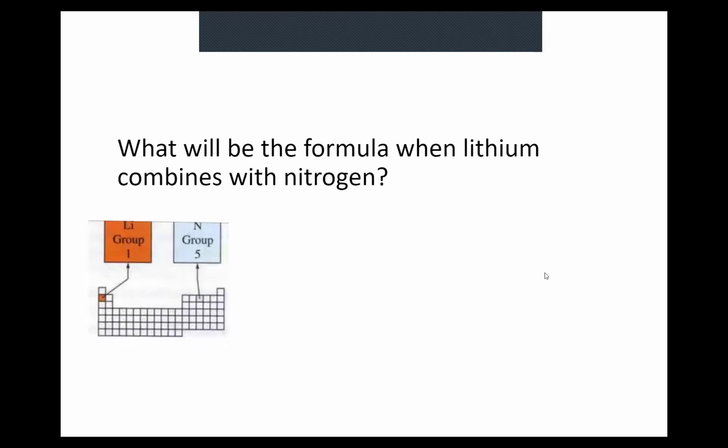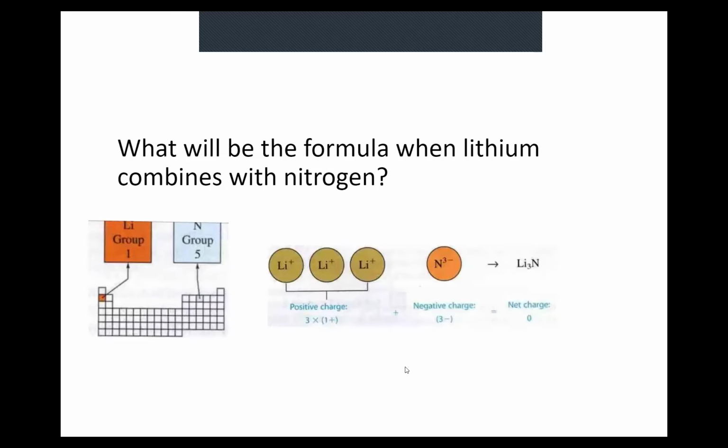Lithium's in column 1. That column takes a +1 charge. Nitrogen's in column 15. That's the column that takes a -3 charge. So one atom of -3 charge would require 3 atoms of lithium, each of which are single positive, to give an overall formula of Li3N. It's not always the case that you need to have a subscript of 1 for the first element in a binary ionic compound. You might have a subscript of 1 for the second element.